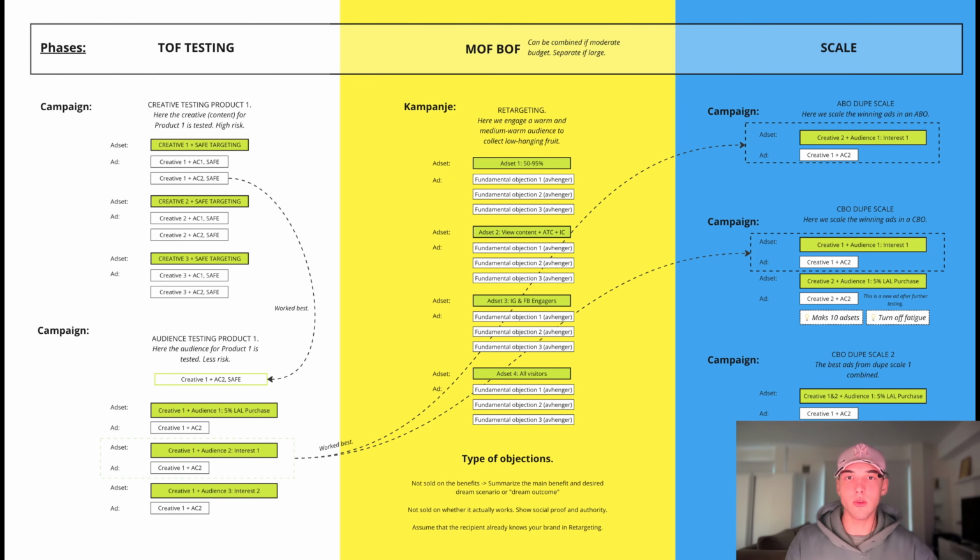So here you need to give Facebook a bit more variation. Even though one of the targetings could be doing a bit worse than the other ones, you still have to keep it in order to not burn out the other ones.